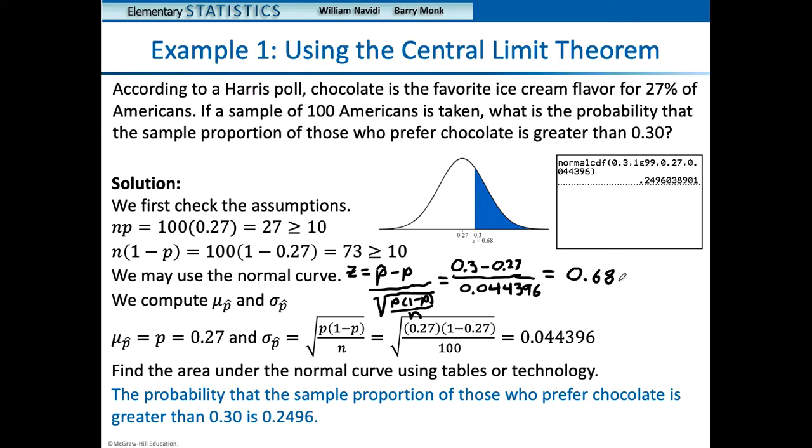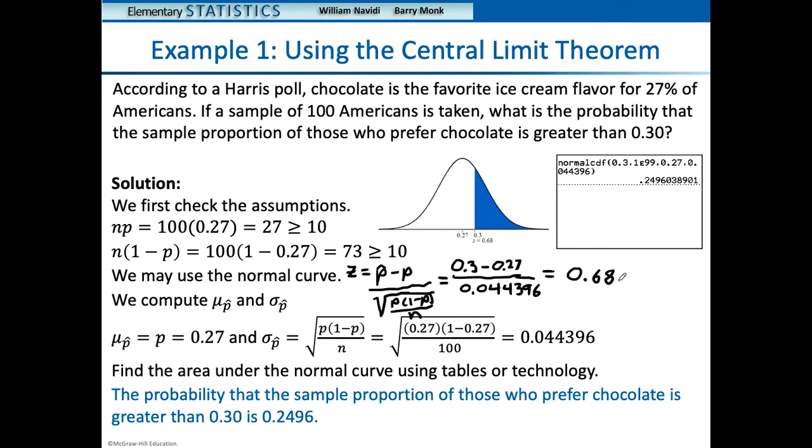Once you have the z-score, then you can go to your chart, and find the number in the chart corresponding to the z-score 0.68. And then remember that you have to take 1 minus the area you find on the chart, because we want the area to the right, not the area to the left.